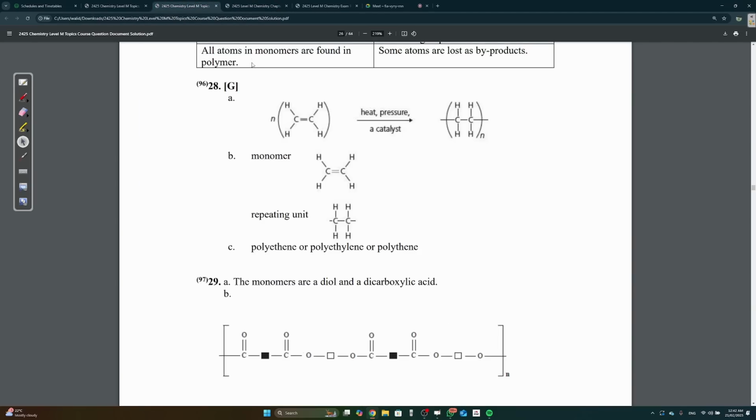Question 28. This was ethene. You see, n times under heat, pressure, and catalyst to get this. I told you, break the double bond, and we just put an n down.